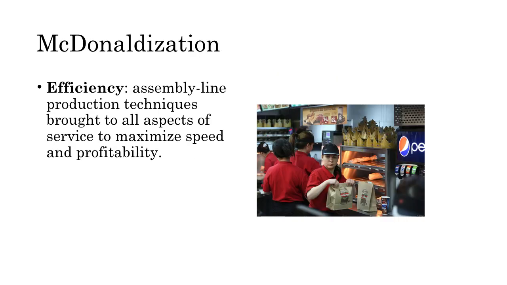As with bureaucracy, there are certain features or tenets of a McDonaldized organization, or a McDonald's. The first is efficiency, the use of assembly line production techniques brought to all aspects of service to maximize speed and profitability. As a restaurant brand, what was revolutionary about McDonald's was its application of the assembly line model, the same one Ford used to make cars, to the production of food.